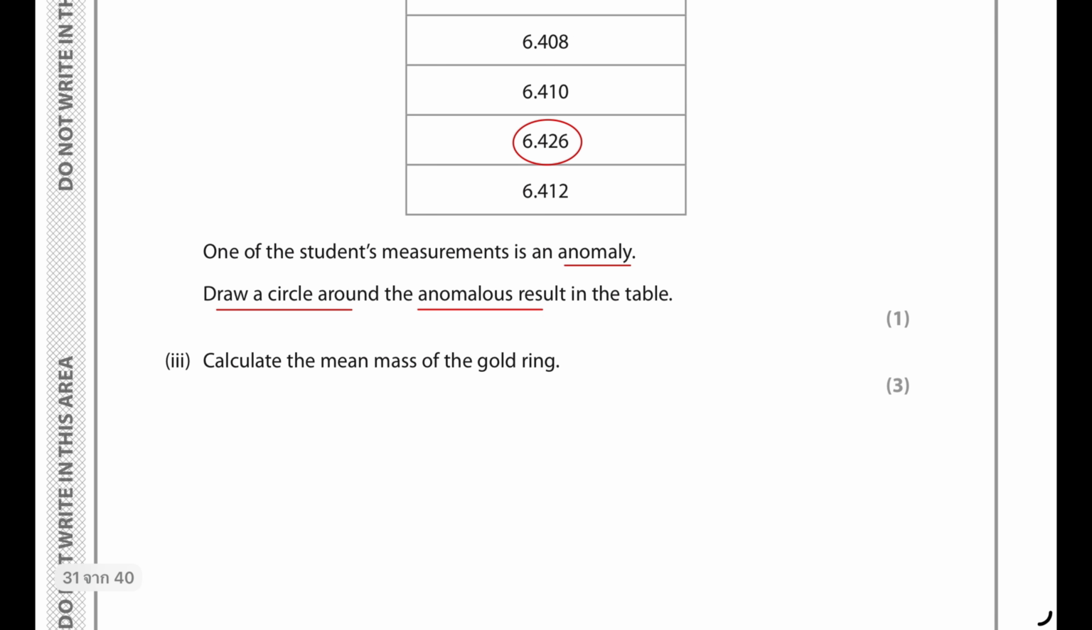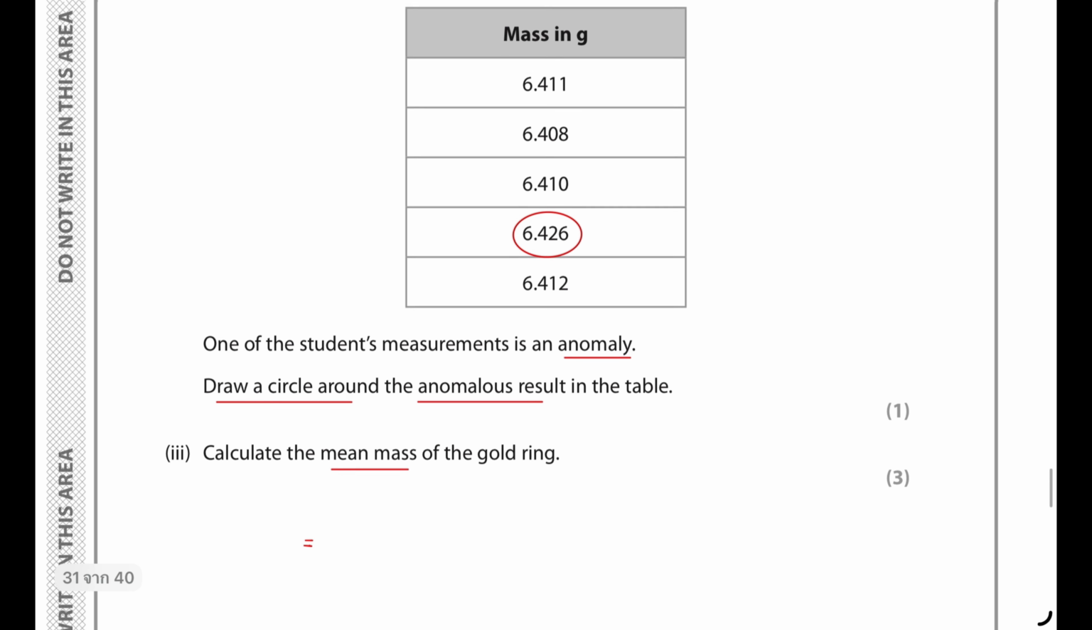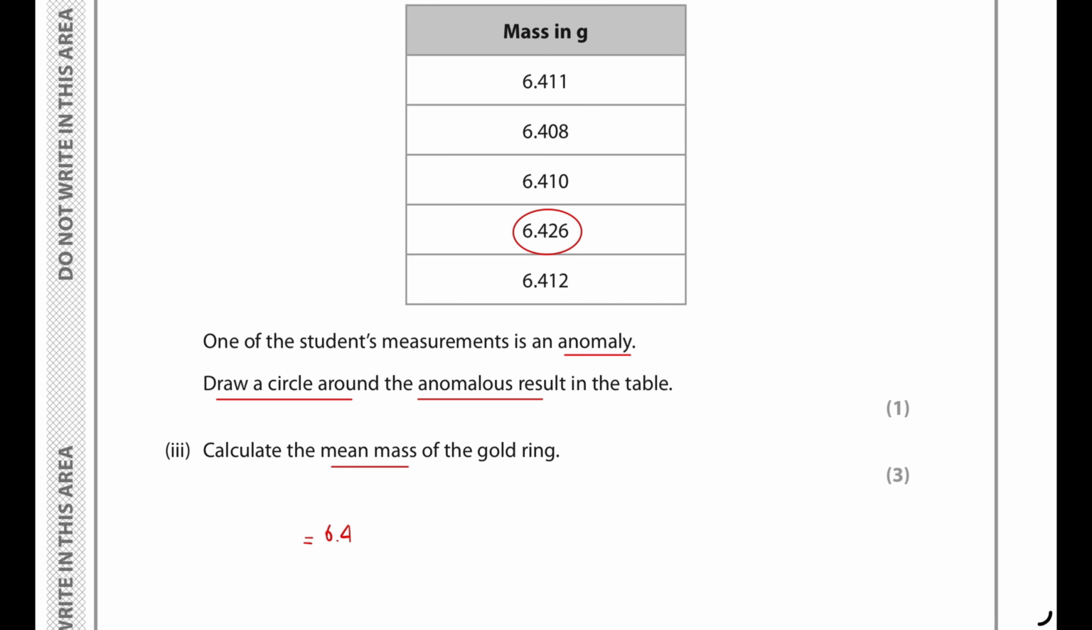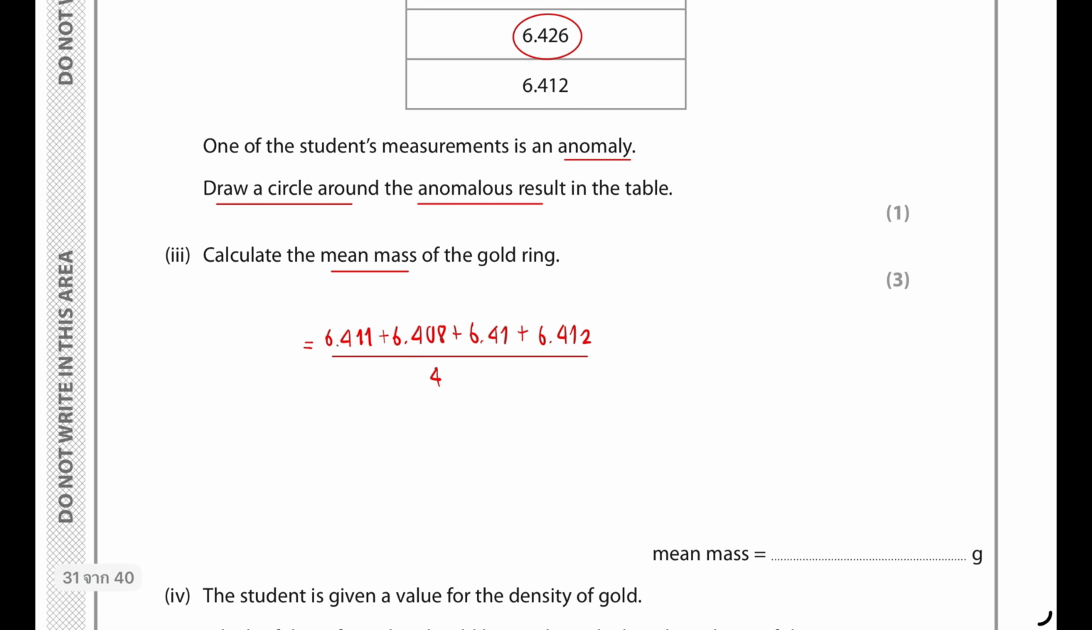Then calculate the mean mass of the ring. So it is equal to 6.411 plus 6.408 plus 6.41 plus 6.412 divided by 4. So the mean mass of the ring is equal to 6.410 gram.